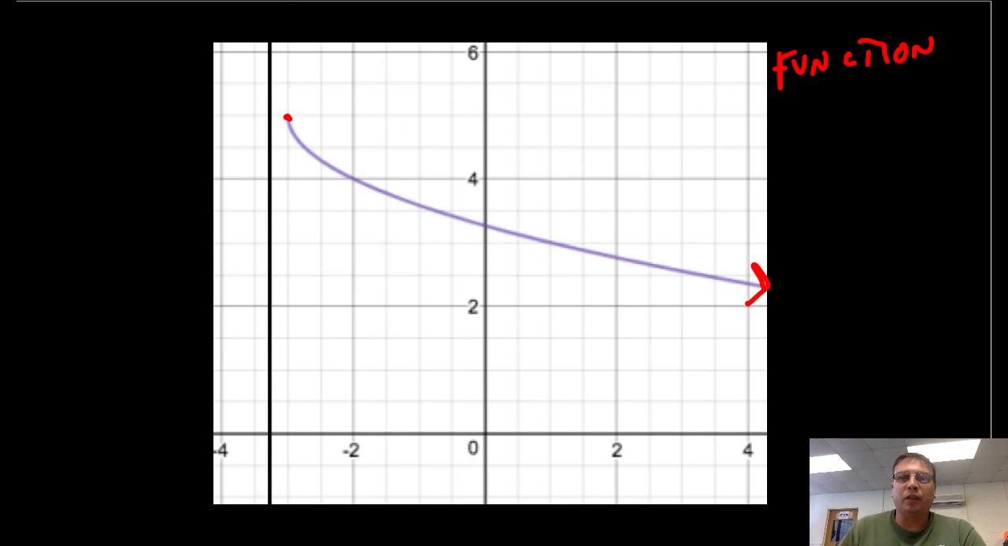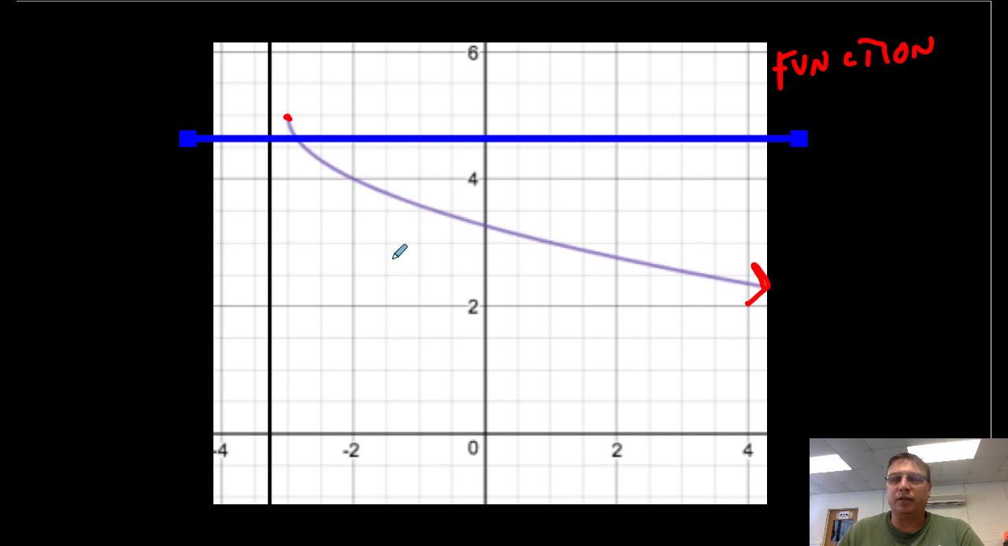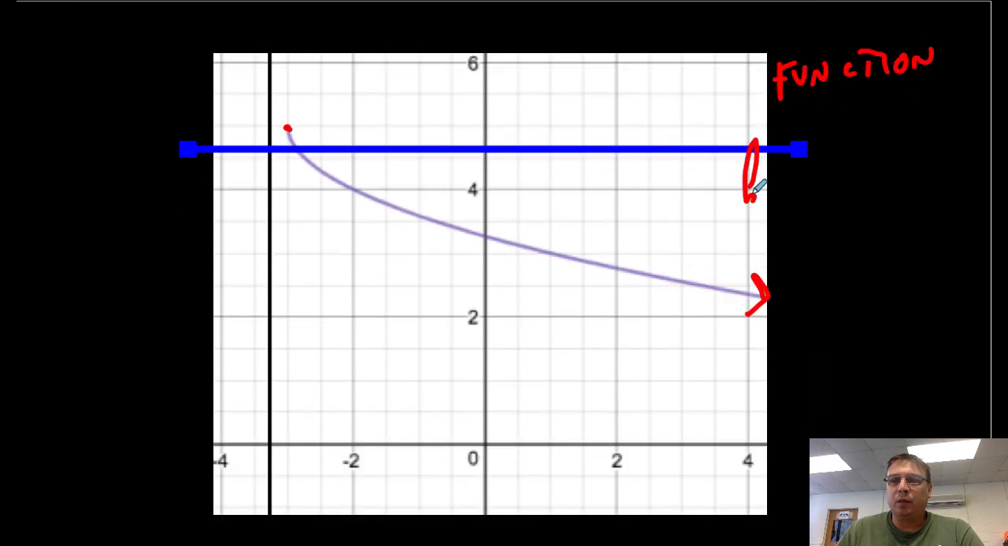I'll grab a different color for this. We'll go with that obnoxious large blue one. Yes, I make sound effects when I do things. So we cross here at one point. So if I grab the line again and move up and down, you see I'm only going to intersect at one point. So not only is this a function, but it is one-to-one.